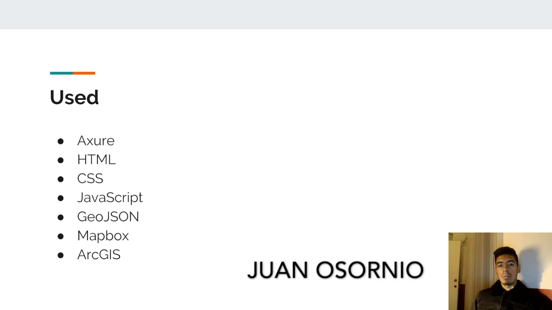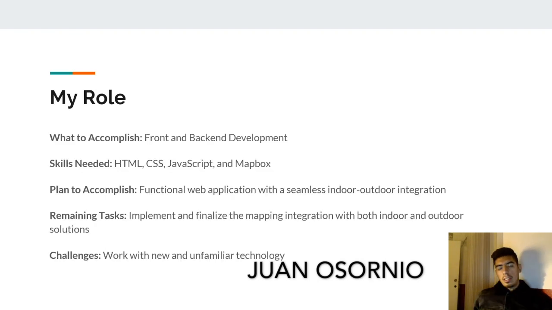There might be a possibility that we're going to be working with ArcGIS. The role for my project is pretty much going to be working with both the front and back end development, so I'm going to be working with both teams on that. Some of the skills that I'm required to use are HTML, CSS, JavaScript, and Mapbox. What I plan to accomplish is to create a functional web application with the seamless indoor and outdoor integration that the sponsor asked for.